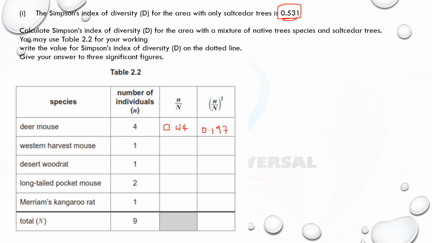So I go to the next line. The next line is 1 divided by 9. I hope you are doing that. 1 divided by 9, that's 0.111.